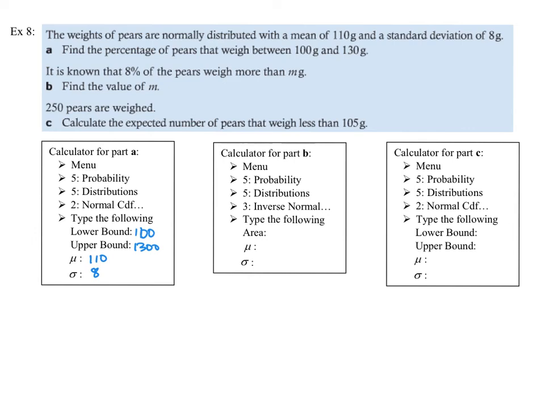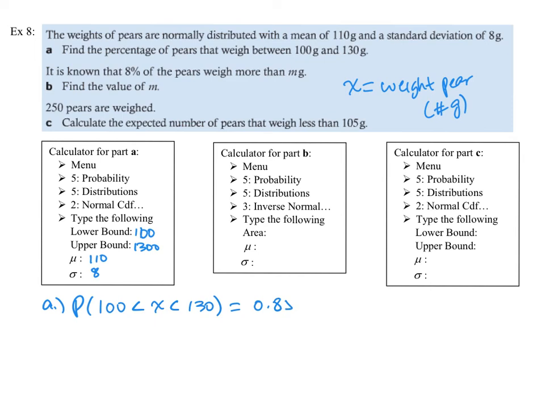Now, what were we finding? We were being asked to find the probability that, let's let X represent the weight of the pear, and that's in grams. So that would be the probability that X, that weight of the pear, is between 100 and 130. And the calculator will give you the answer of 0.888, or in percent form that would be 88.8%.